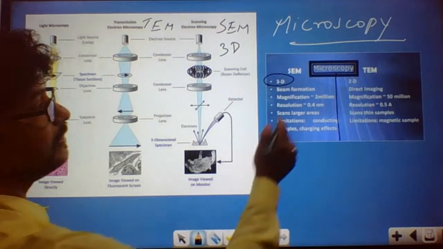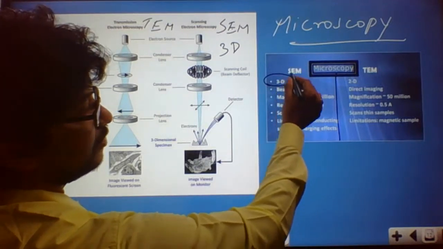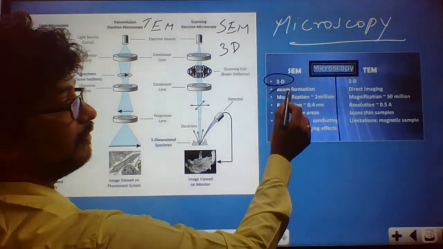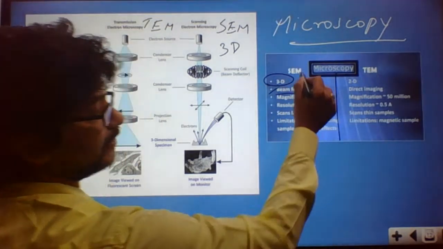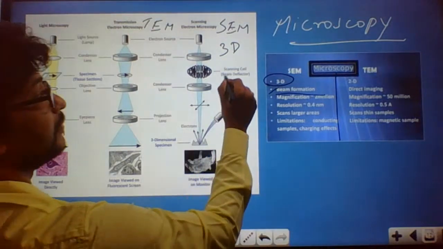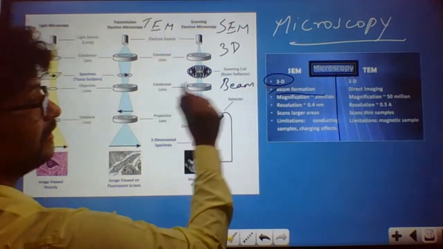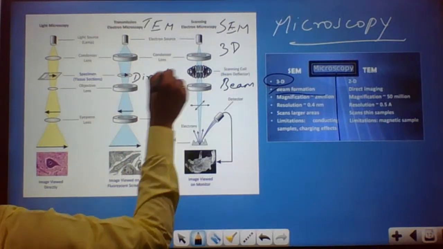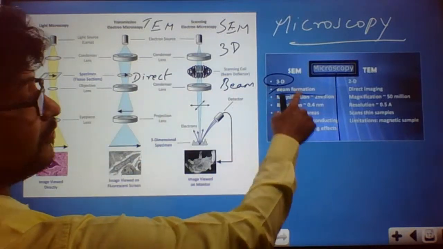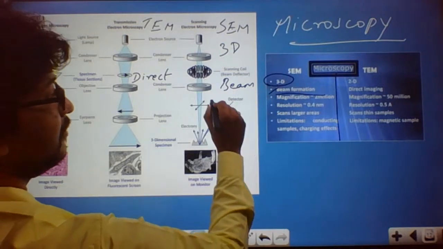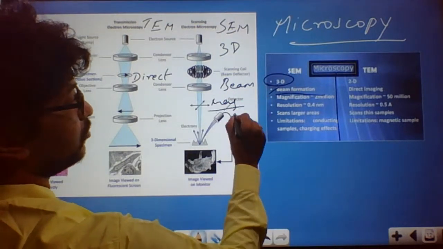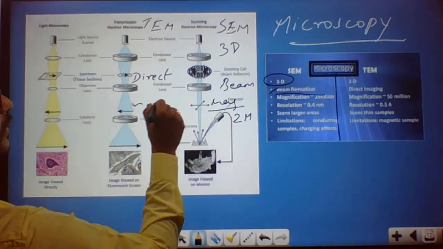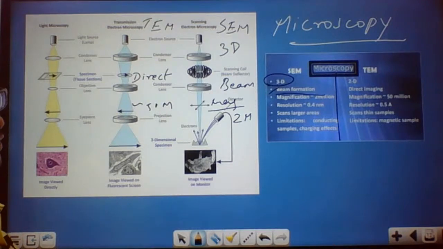Fine. So the scanning electron microscope gives 3D images, and it works on the principle of beam formation. And the transmission electron microscope is direct imaging. Coming to magnification, an important feature of microscopy, the scanning electron microscope is about 2 million. Here it comes to approximately 50 million in the case of the transmission electron microscope.